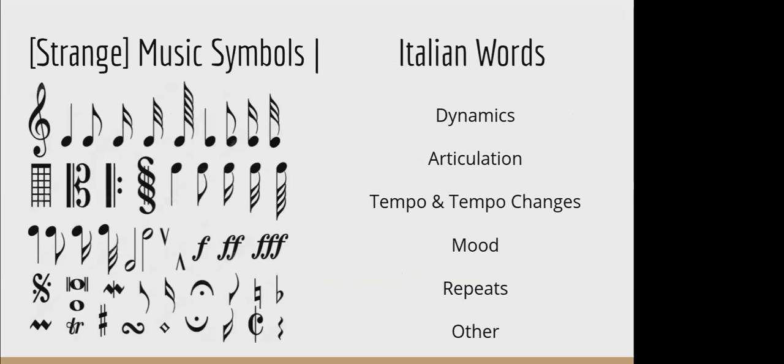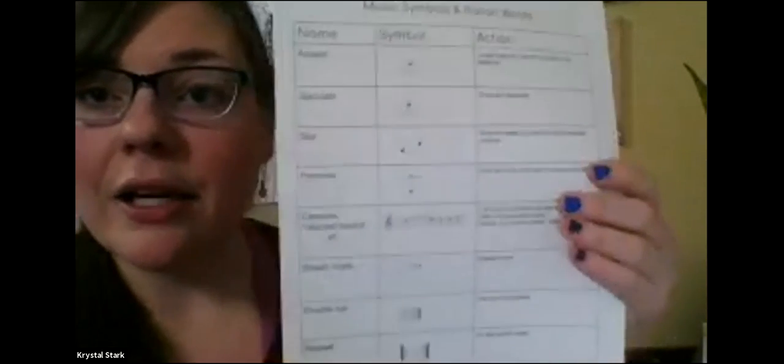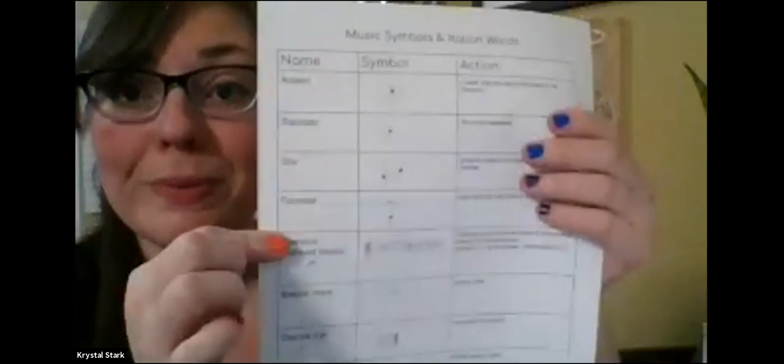So let's talk about some strange music symbols and Italian words, because as I was thinking of the Italian words, I realized there are a lot of different things that we use Italian words for. But let's talk about the symbols first, because there's some funky ones. I'm going to be referencing the music symbols and Italian words handout, and I'm going to come back to you real quick as well so that we can sort of see each other. So here is my handout right here. They are grouped into similar things, and then they change as we go down. So we can just look at a couple of these together.